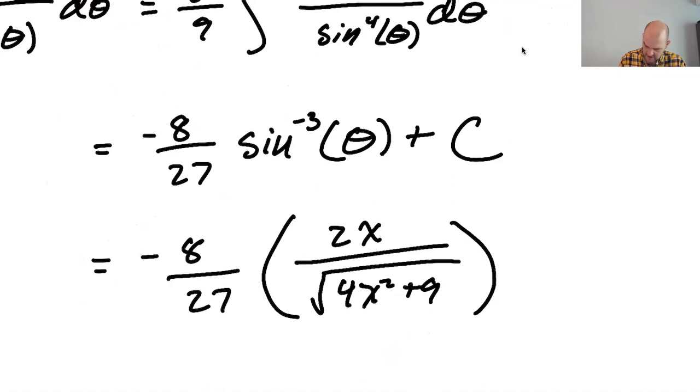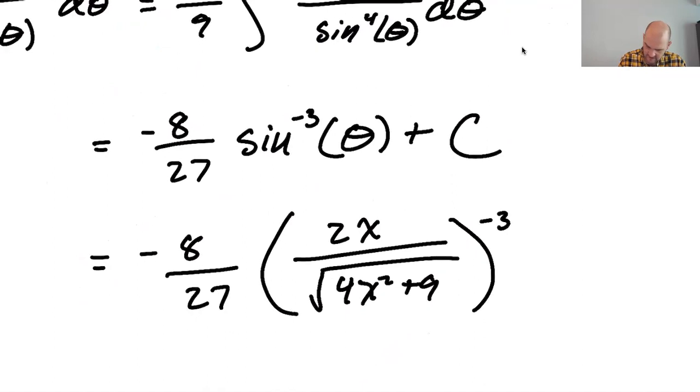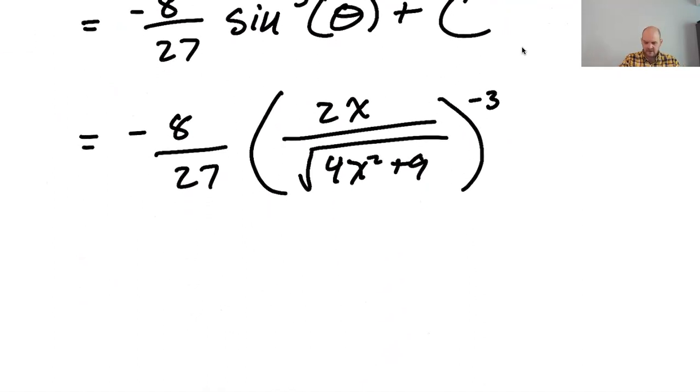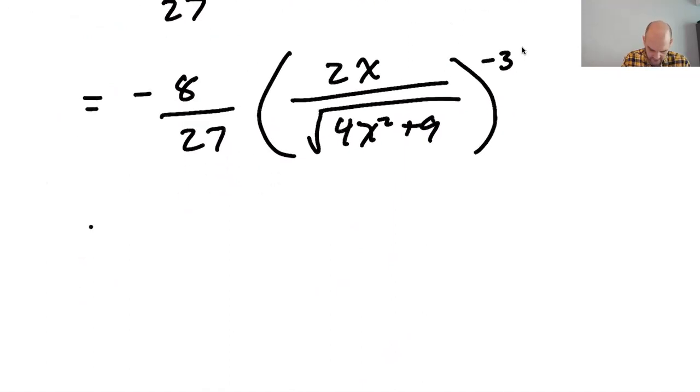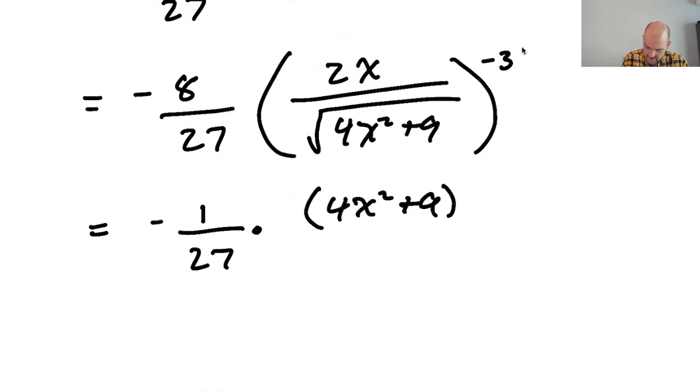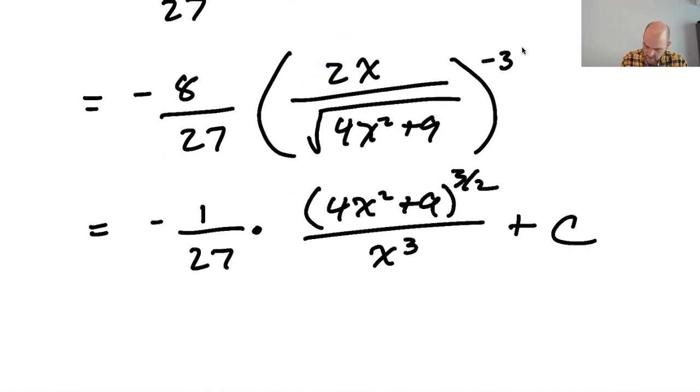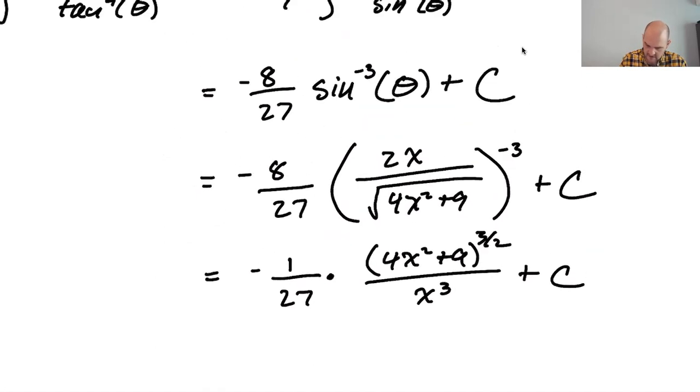I might split this page because this is a lot. Negative third. So there's a little bit of weird simplifying you can do, because 2 to the negative third is 1/8, and that'll cancel with that. So now I think I'm getting negative 1 over 27 times, I'm going to say it's 4x squared plus 9 to the 3/2 over x cubed, plus c.